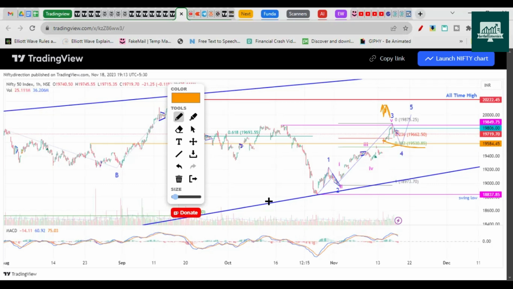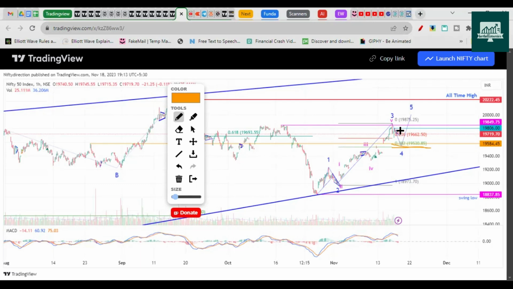So when you plot Fibonacci from this zone to this zone, you get the 0.38 Fibonacci at 19,530. And usually the 4th wave retraces max towards this zone. Okay, so 19,530 is another level. So 19,580, 19,530 and 19,500. These are the levels that you need to watch for in the next week.